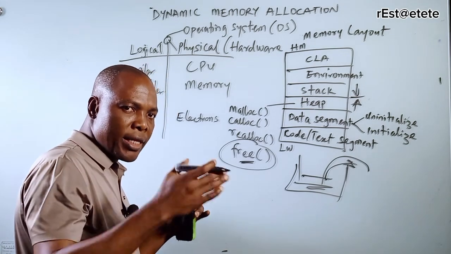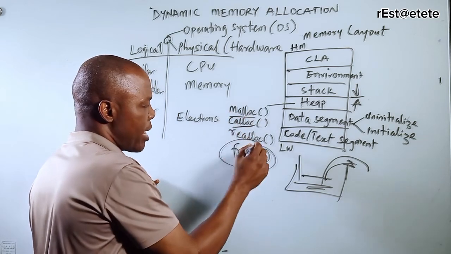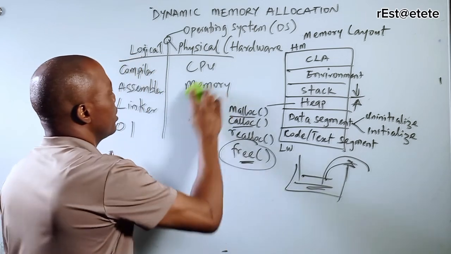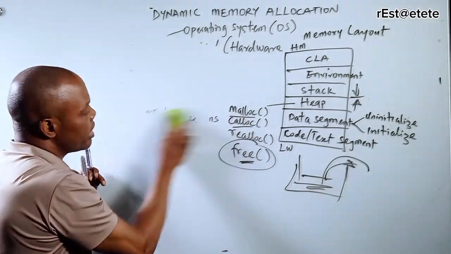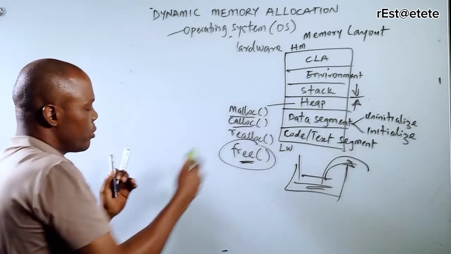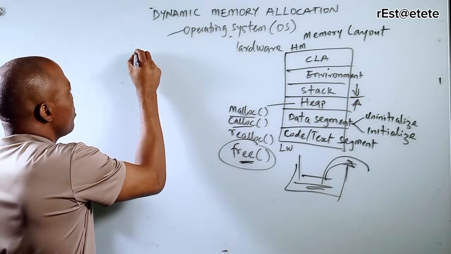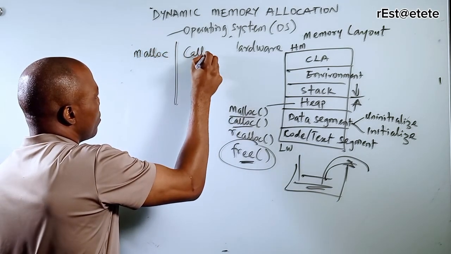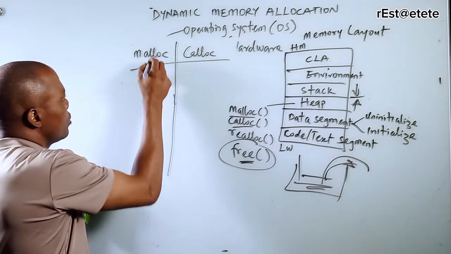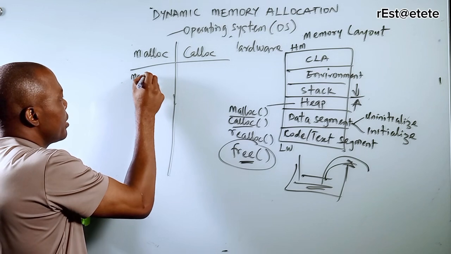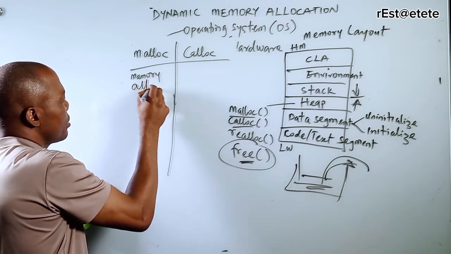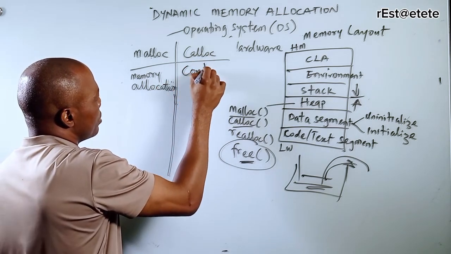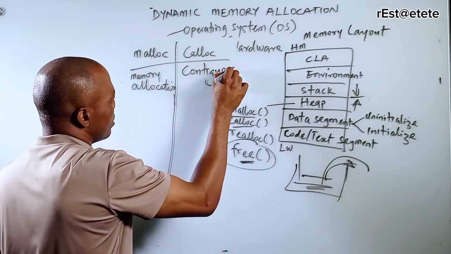Okay, so I am going to dedicate classes to each of these: malloc, calloc, and realloc. But just to give you an intro into it, because the question was, what is the difference between malloc and calloc? So you have malloc, and then we have calloc. Malloc is what? Memory allocation, that is the meaning. Why calloc is what? Contiguous allocation.